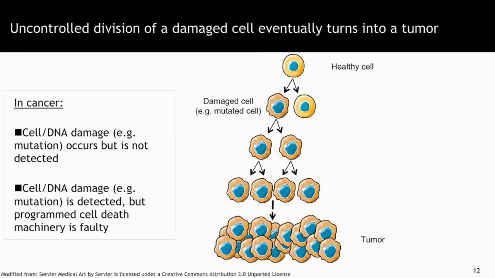Cell damage occurs, but the cell cycle checkpoint machinery is unable to detect the damage. Therefore, the damaged cell is able to slip through the checkpoints and successfully divide. Alternatively, the damage is detected, but the programmed cell death is halted for some reason. The cell death machinery is faulty.